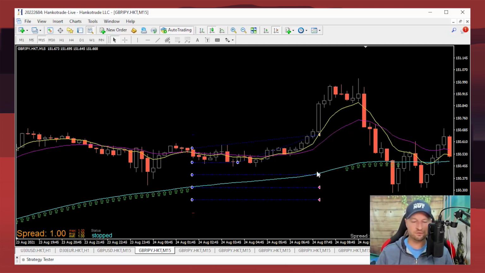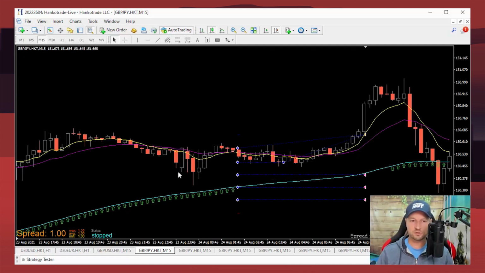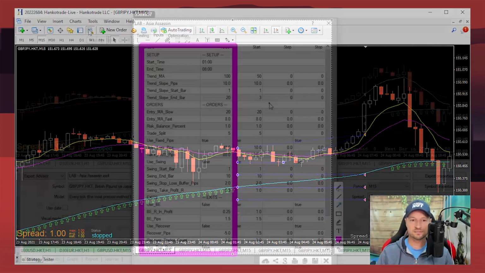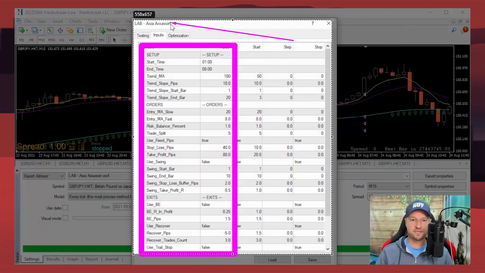Now, there's another way that I've done it. So this way I've just used a fixed take profit and stop loss, and we'll show you what this robot looks like to talk through these settings. Okay, so these are the settings here for the Asia Assassin. So the first one is a time frame to trade within. So if you want to trade only the Asian session, then you've got your time frame here based on your broker's time. This is the trend moving average. So I've got it set to 100, and we're looking for a slope of 10 pips across 20 bars, the most recent 20 bars. Okay, so that's what I talked about earlier.